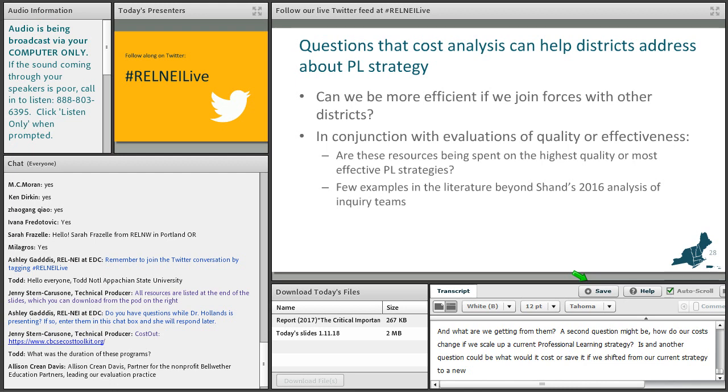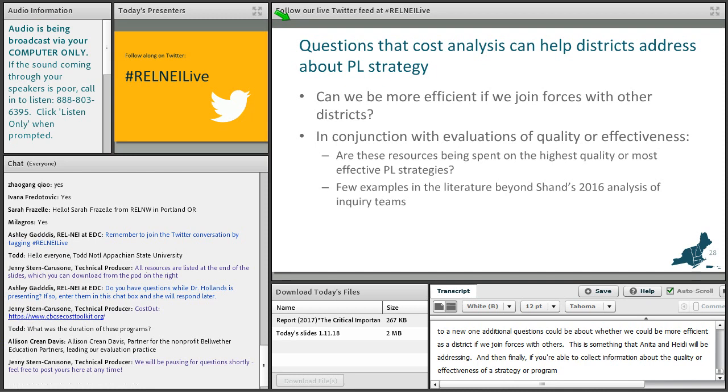Additional questions could be about whether we could be more efficient as a district if we join forces with others. And this is something that Anita and Heidi will be addressing. And then finally, if you're able to collect information about the quality or effectiveness of the strategy or program, you'd want to know whether the resources are being spent on the highest quality or most effective professional learning strategies.